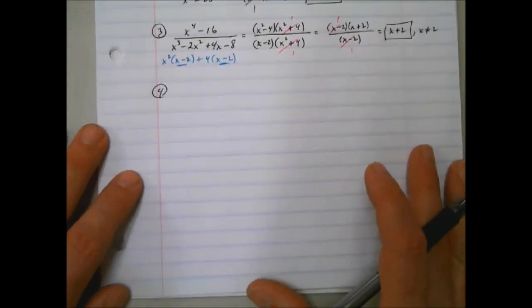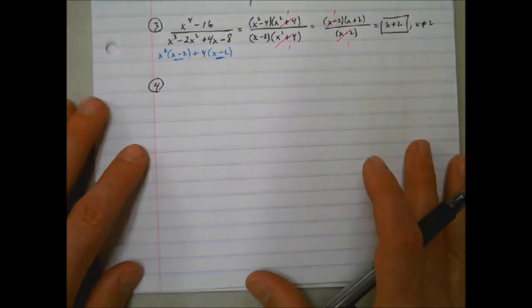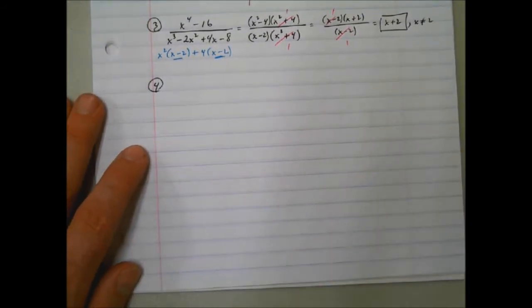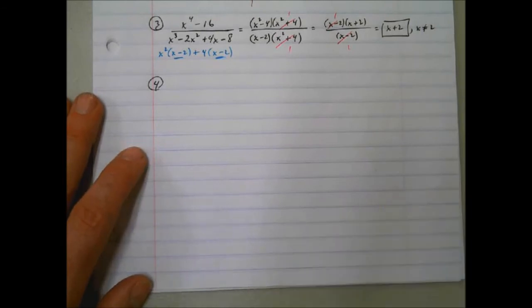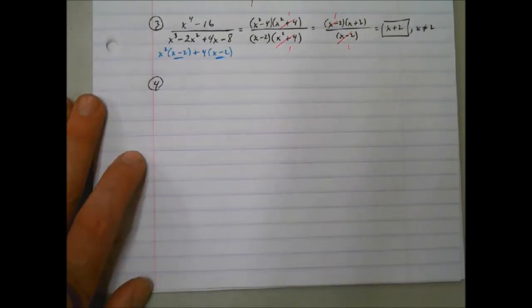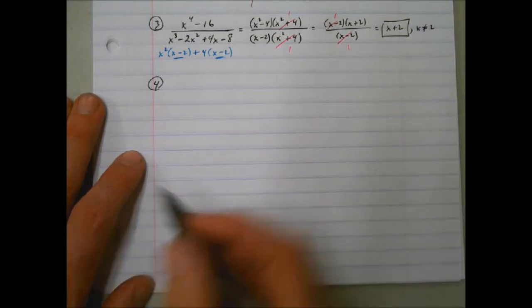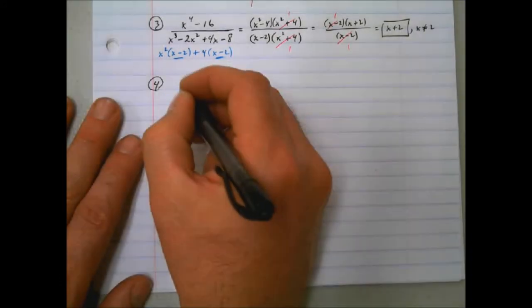Problem number 4. Okay, now at this point, we might start having some direction saying perform the operation and then simplify. There is some of that that's on the worksheet.